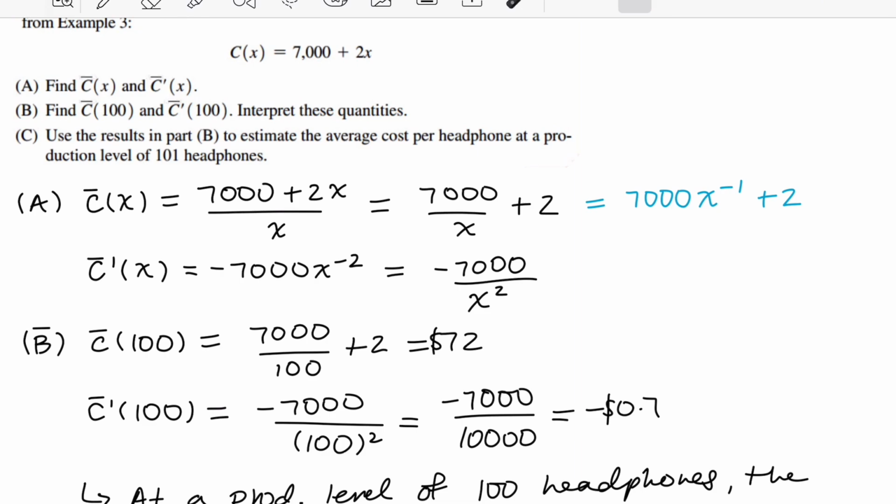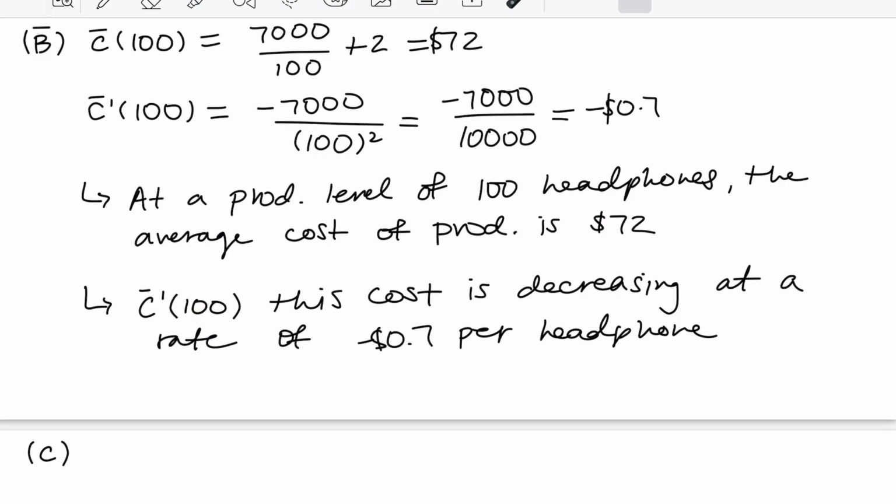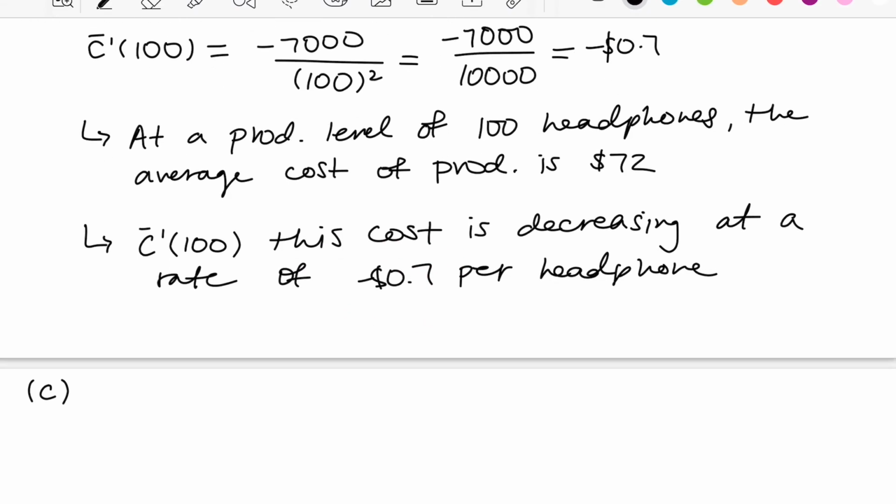And lastly, we want to look at the results that we just talked about to estimate the average cost per headphone at a production level of 101 headphones. All right, so again, we know that the marginal average cost at this production level is decreasing at a rate of 70 cents per headphone. So if we're going to go from 100 headphones to 101, we know that the price is decreasing at this much. So at 101 headphones, the price is going to be 72 minus our 70 cents. And then this is going to be $71.30.